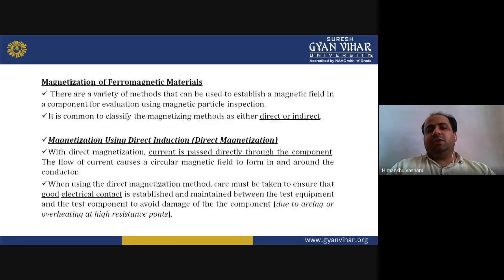Now, magnetization of ferromagnetic materials. This is also a very important topic because in magnetic particle testing, the name ferromagnetic materials is mentioned many times, and you should know how to magnetize ferromagnetic materials.